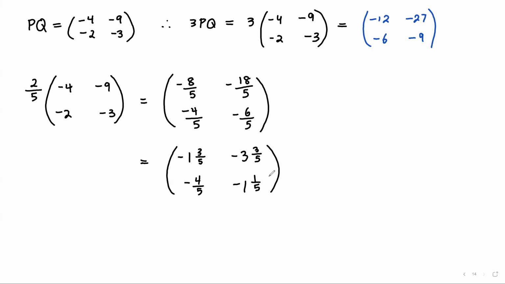And if you work it as decimals, I should write all here, right? So it doesn't matter, guys, if you leave it as improper fractions or if you do it as decimals. So this will be -1.6, -3.6, -0.8, and then -1.2. Any of these would be acceptable for this answer, whether you leave it as improper fractions, mixed numbers, or decimals.